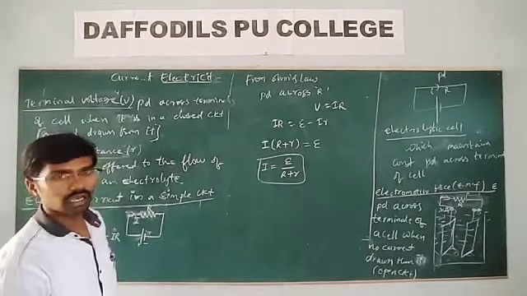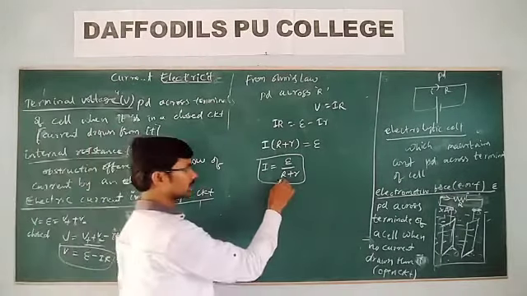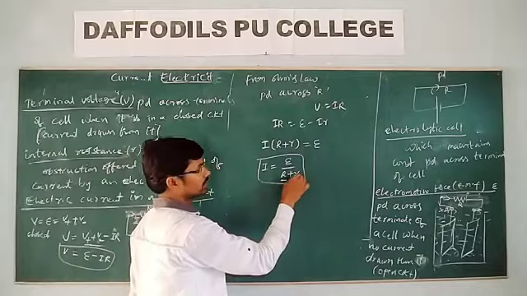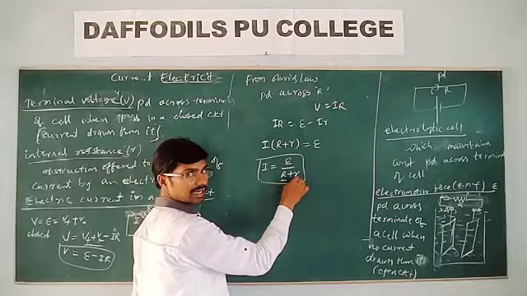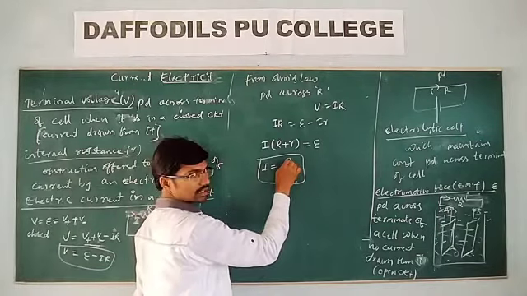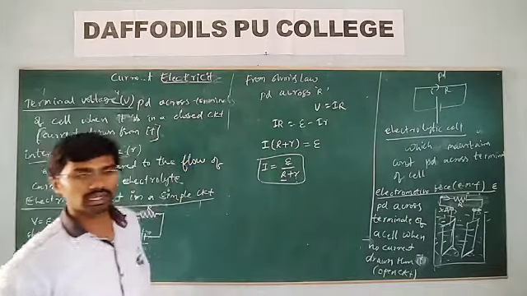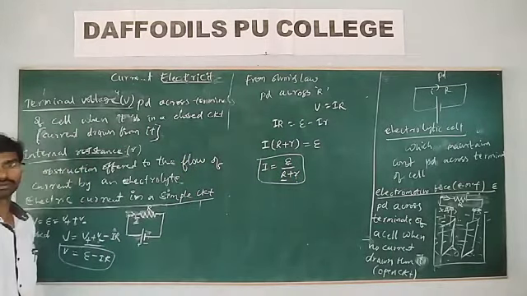I is equal to E by R plus r, where R is nothing but the external resistor, small r is nothing but the internal resistance, E is the EMF, and I is the total current flowing in the circuit.